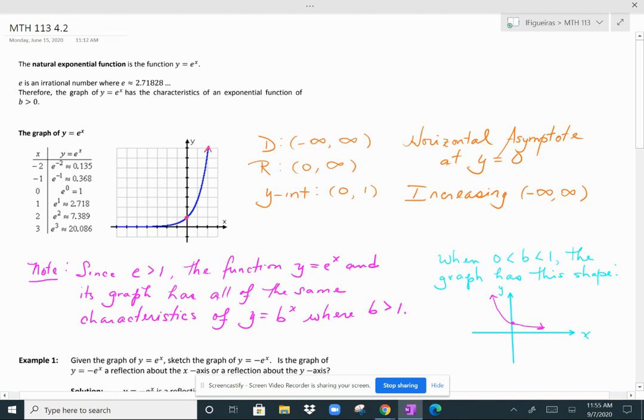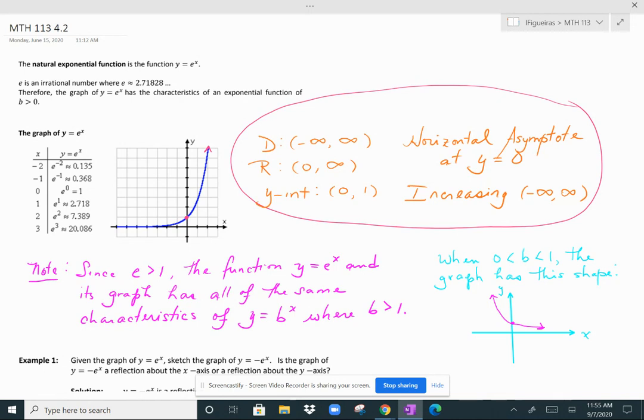So as a reminder, because in the previous lesson we talked about domain, range, intercepts, and asymptotes, the domain of an exponential function is all real numbers. The range is from 0 to infinity, but not including 0. Your y-intercept is at 0, 1. Your horizontal asymptote is the x-axis, which is stated as y equal to 0, and the graph is increasing over all real numbers.